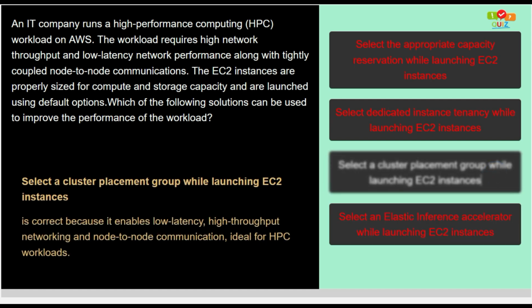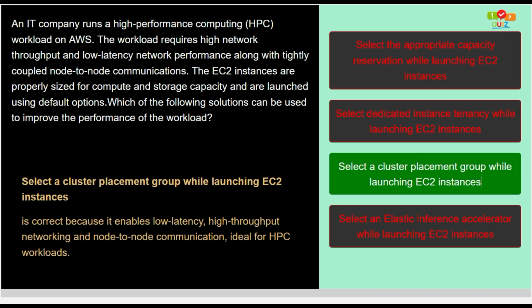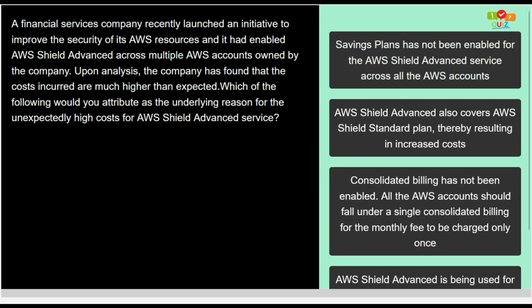Select a cluster placement group while launching EC2 instances. This option is correct. Why? Because it enables low latency, high throughput networking and node-to-node communication, ideal for HPC workloads. Okay, so at the end, your option number 3 is the correct answer. Got it? Let us go to the next question.